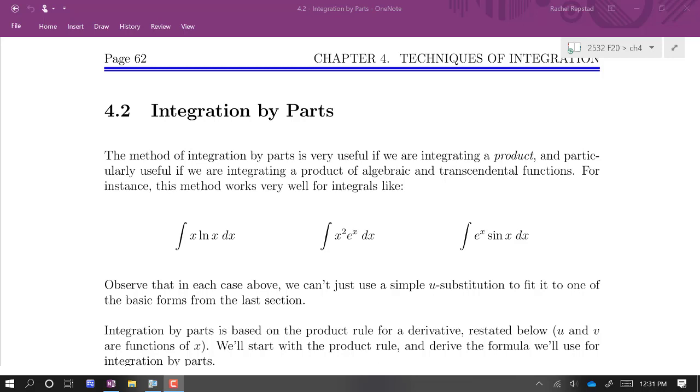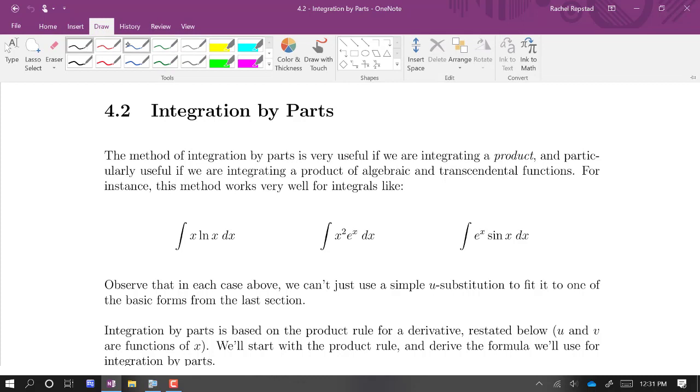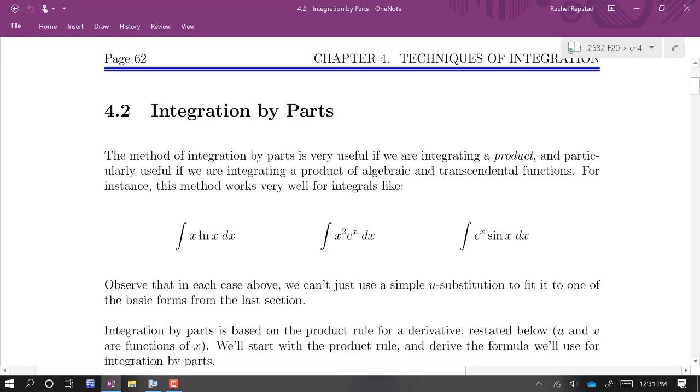All right, in this section, we're going to learn a new technique of integration, one that we have not seen in Calc 1. It will allow us to integrate functions that look like these three here. It's like we're multiplying things, we're multiplying functions.